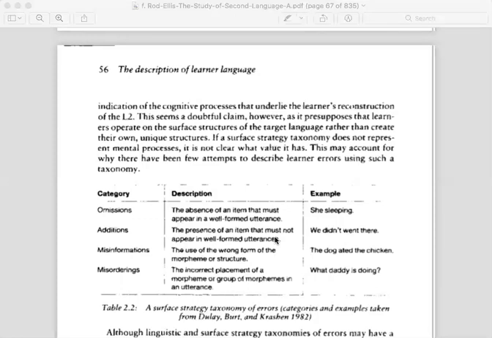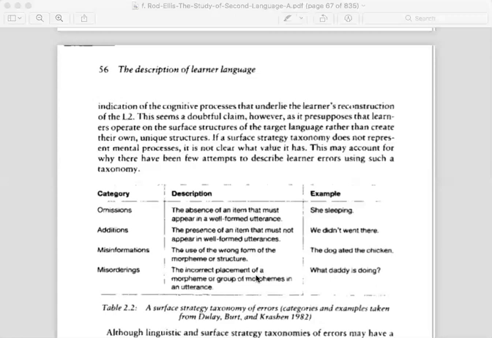Then there's a category of misinformation, where the wrong form of the phoneme or the structure is used. For instance, when it comes to making the second form or the past tense of irregular verbs, these errors are very, very common. For example, "the dog ate the chicken." Okay. So this comes in misinformation.